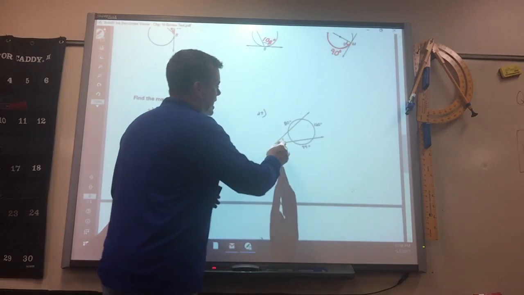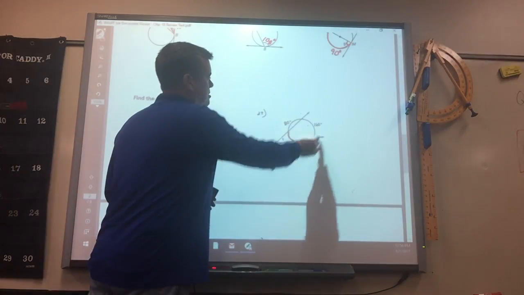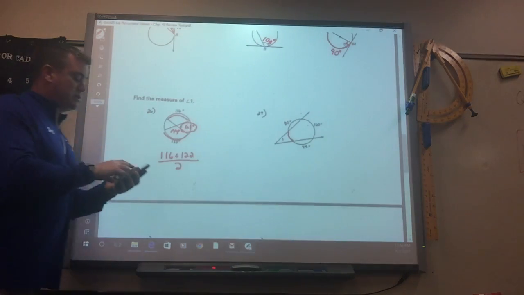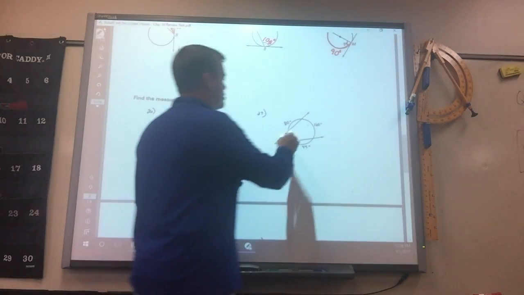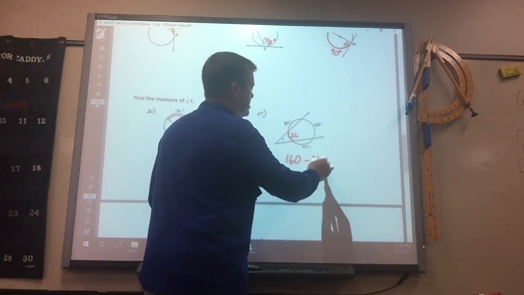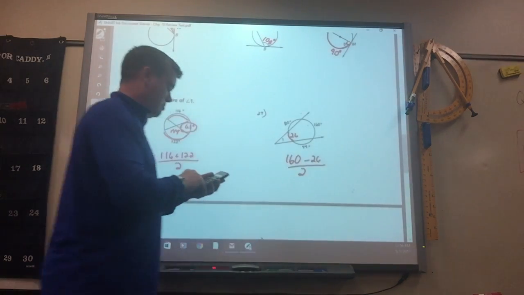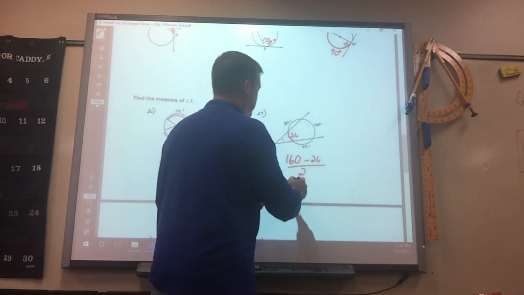When it's outside, you subtract them and divide by 2. So we got to figure out what this is. So you just subtract those off of 360. So this is 26. So it's 160 minus 26 divided by 2. 67.